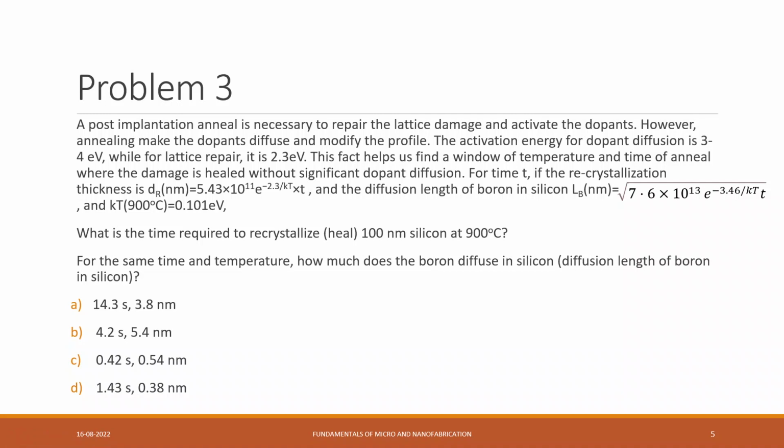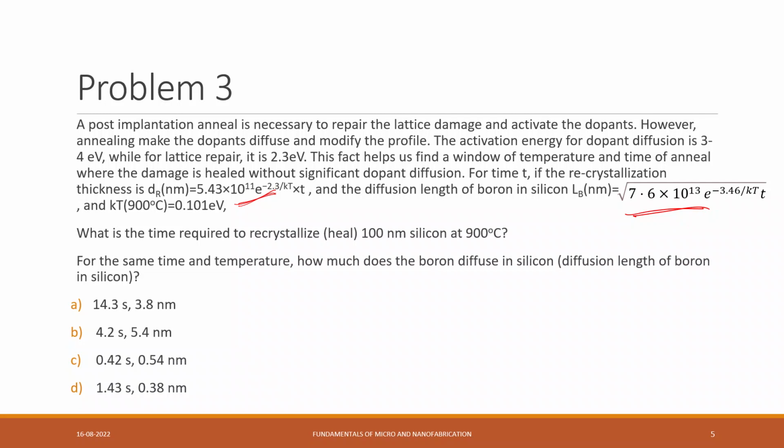So for time t, the thickness that the silicon recrystallizes is given with this equation, and the diffusion length of boron, meaning how much it diffuses in the silicon, is given by this equation. So the recrystallization thickness is this one, and the diffusion length of boron is this one.